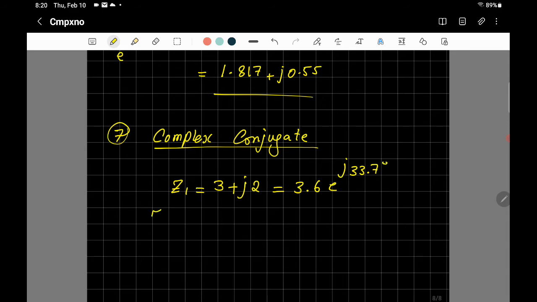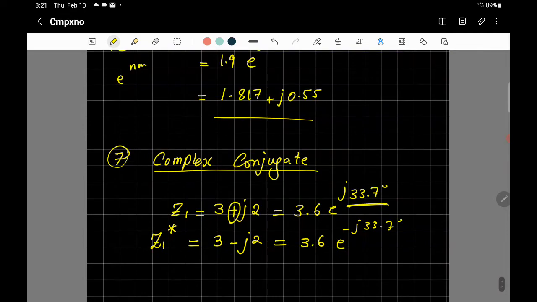To get the conjugate, we'll just use the star symbol. That will mean the conjugate. All you're supposed to do is write it back again by changing the sign of the imaginary part. Instead of plus, it would be minus j2. If it was minus, it would be positive. How do we do it in polar form? That's the magnitude, and then you flip the sign of the exponential, so here it will be minus j33.7.